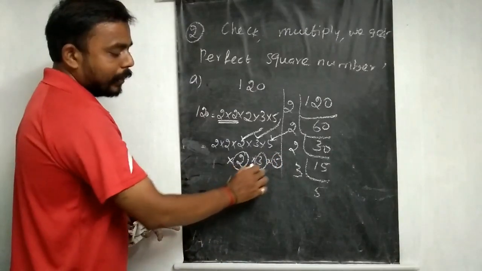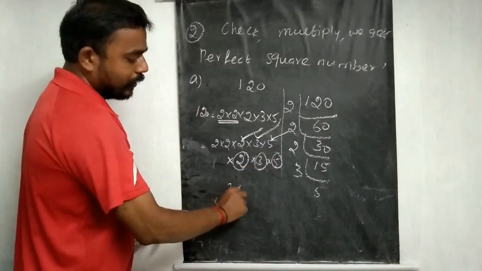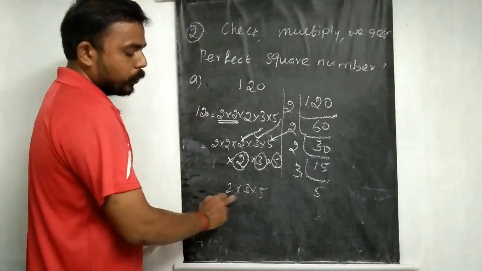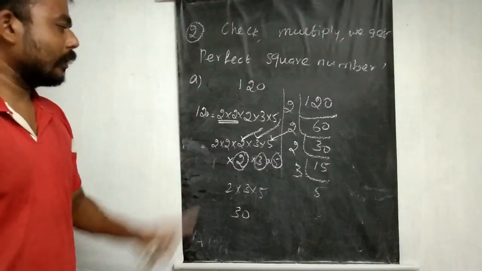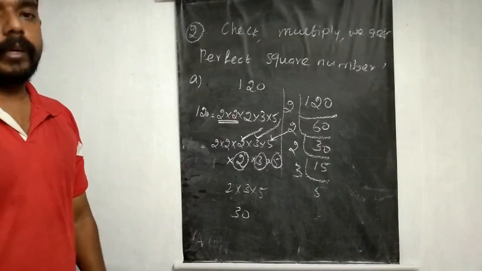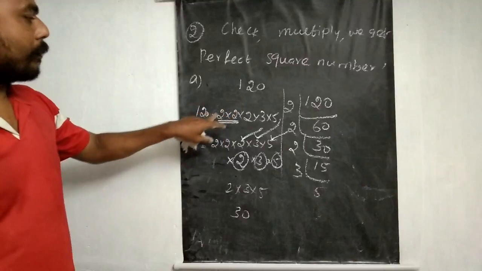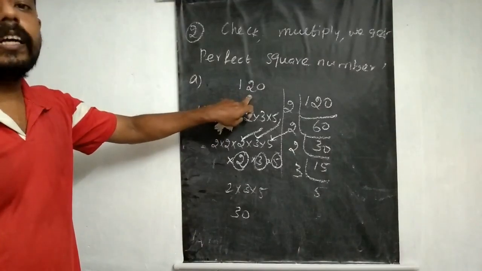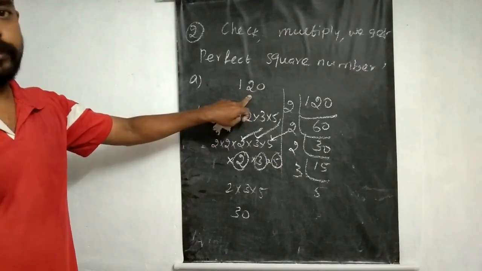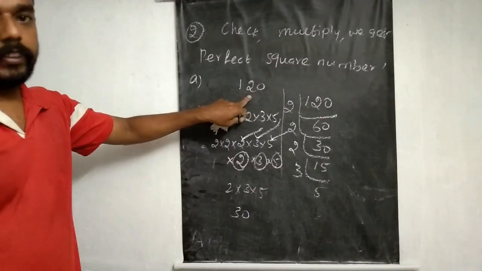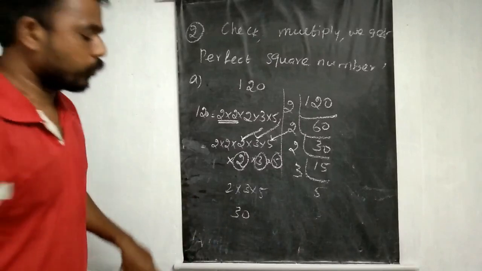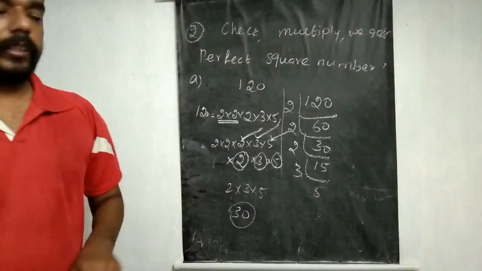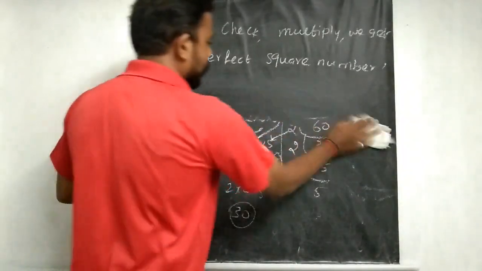So what number do we multiply? 2, 3, 5, the product is 2 3s are 6, 6 5s are 30. 30 should be multiplied so that we get a perfect square number. So the smallest number we multiply with 120 so that we get a perfect square number is 30. Okay, let's consider the next question.